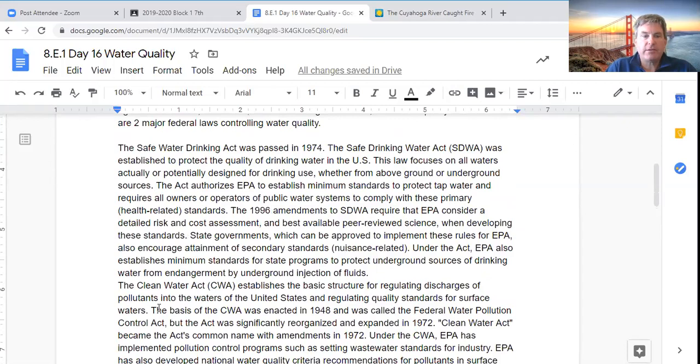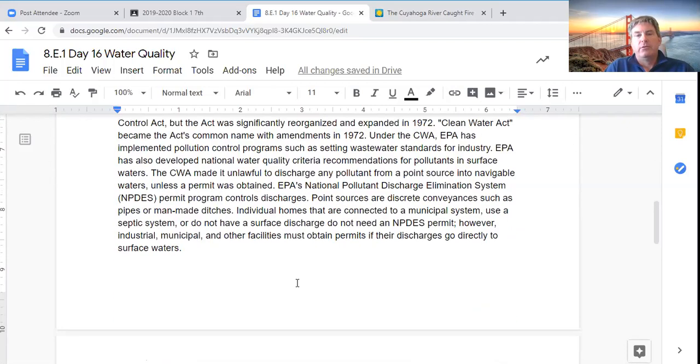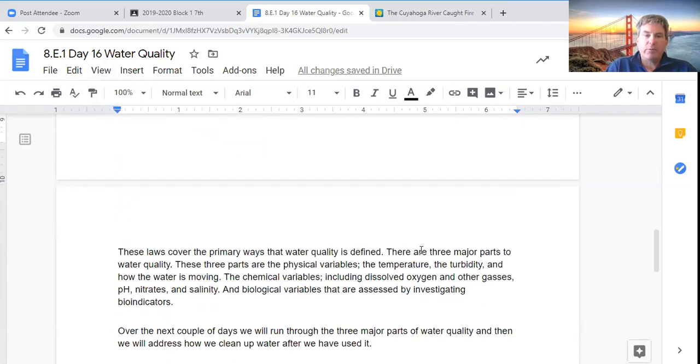So those are basically the two big water laws: the Safe Drinking Water Act and the Clean Water Act. Those are basically the laws that govern water quality here in the United States. So these laws cover the primary ways that water quality is defined.